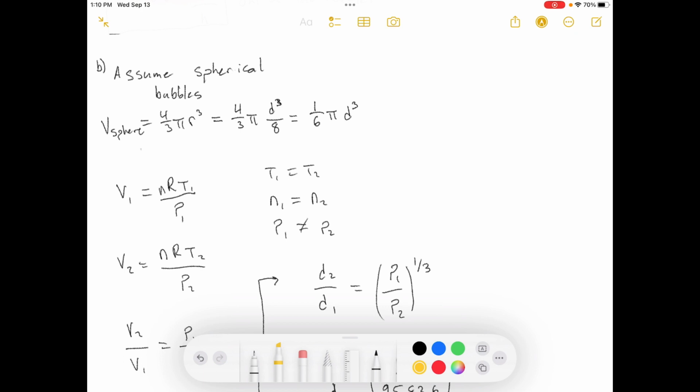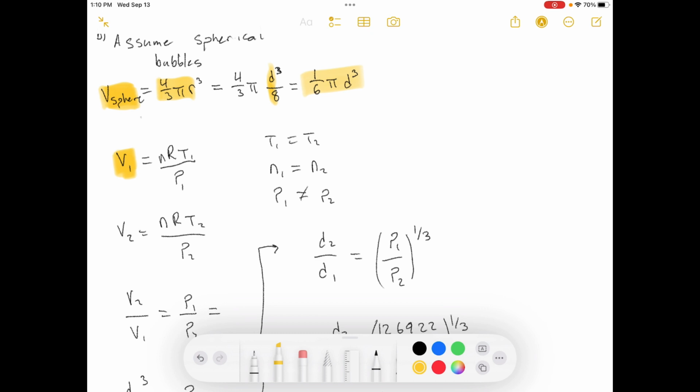Okay, well, we know that the volume of a sphere is this function. This is 4/3 pi times the radius cubed. I'm going to convert that into a function of diameter instead of radius, and we're left with this. I'm going to say 1 is where the air is injected, and 2 is at the top of the tank. So the volume of the bubble at 1, where the air is injected, and then the volume of the bubble at 2 at the top of the tank, where the foam is getting skimmed off.